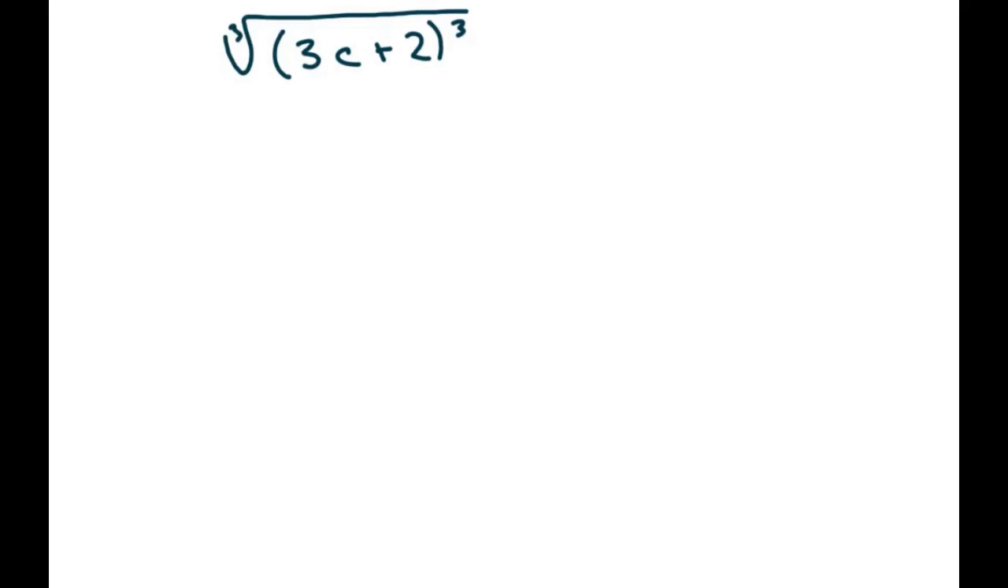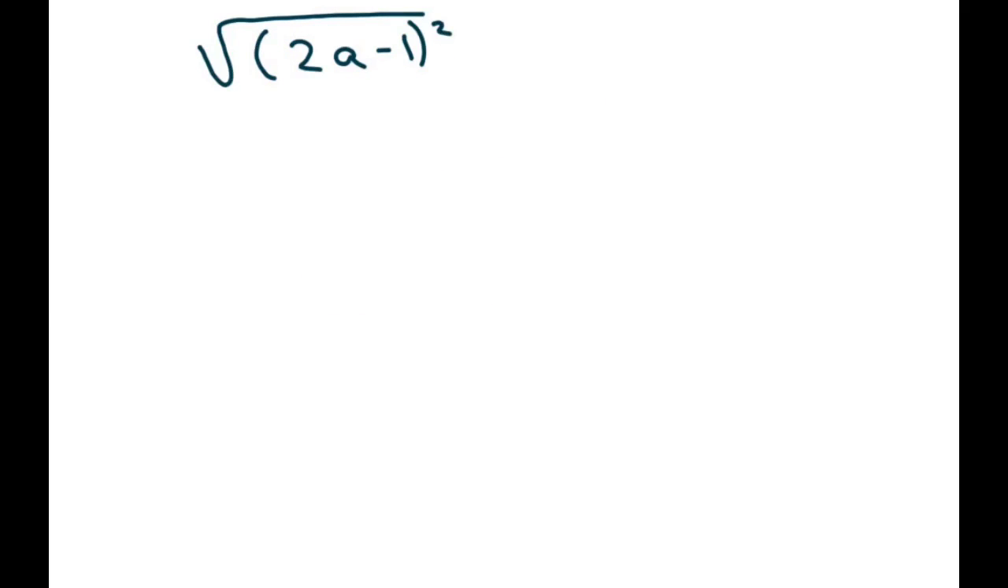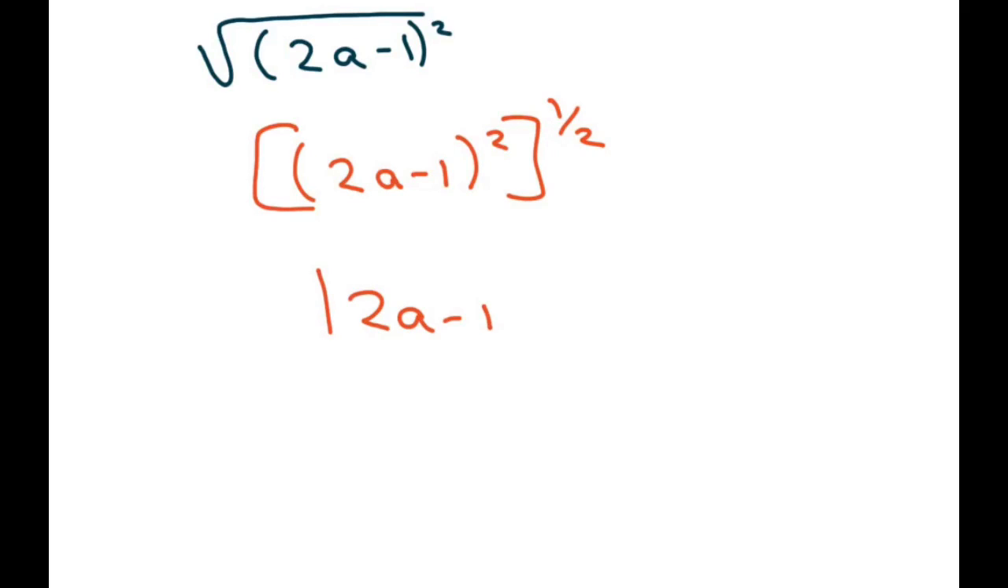And the last two are this one. So this one, I'm just going to write this as 3c plus 2 cubed to the 1/3. When you multiply those two, that just equals 1. So we're left with 3c plus 2. We don't need absolute value because this is an odd number. And the last one, we are going to put the absolute value because it's an even number. So the square root is really to the 1/2. So it's going to be absolute value of 2a minus 1, because when you multiply those, you just get 1.